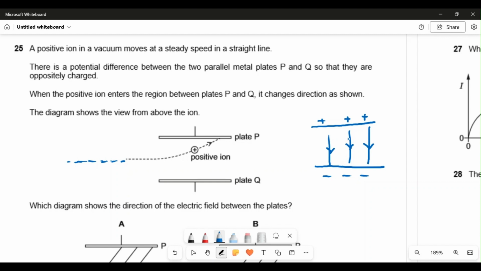And secondly, we have a positive ion, and that positive ion is moving toward plate P. It means this plate P is negatively charged, and plate Q is positive, obviously repelling the charge. That's why it is positive. Second thing, the electric field lines will start from positive straight toward the negative, not overlapping, not zigzag. These will be straight toward this one.